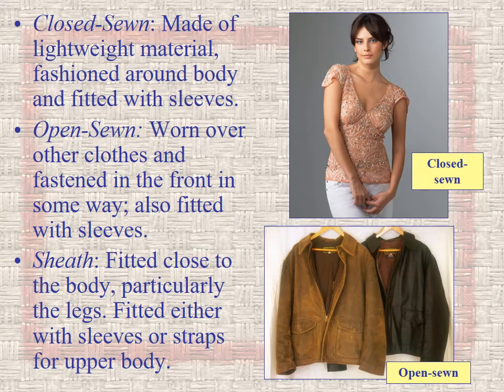Close-sewn. This is basically a shirt or blouse, a lightweight material fashioned around the body and fitted with sleeves. So a more fitted version than the previous slide where you had just the tunic, so it's a little more fitted. Open sewn is the same. It's a jacket or coat. There's a way to get on. You don't have to pull it over. You just slip into it.